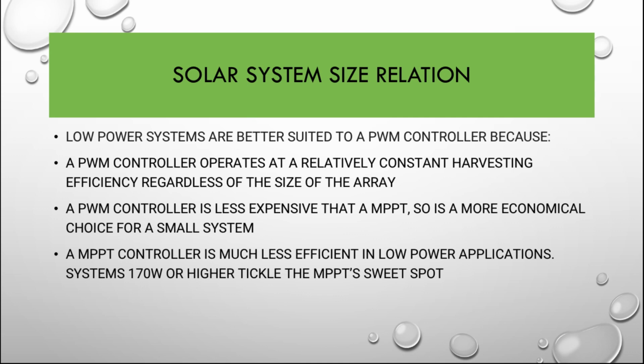Solar system size relation. Low power systems are better suited to a PWM controller because a PWM controller operates at a relatively constant harvesting efficiency regardless of the size of the array. A PWM controller is less expensive than an MPPT, so it is a more economical choice for a small system. An MPPT controller is much less efficient in low power applications. Systems of 170W or higher hit the MPPT's sweet spot.